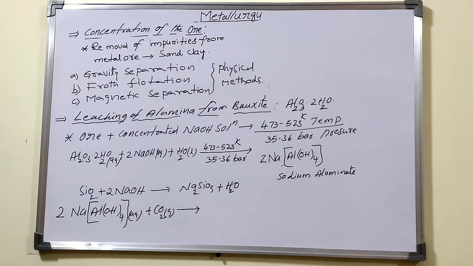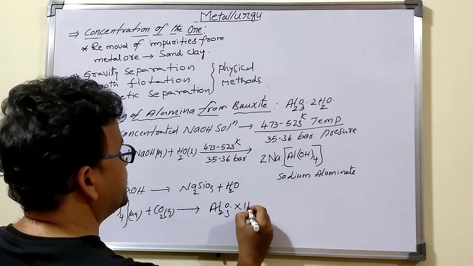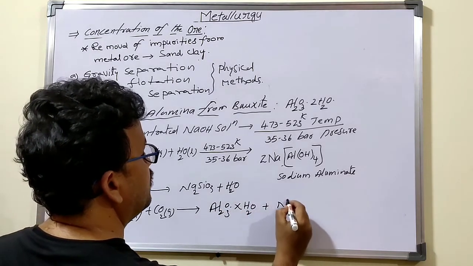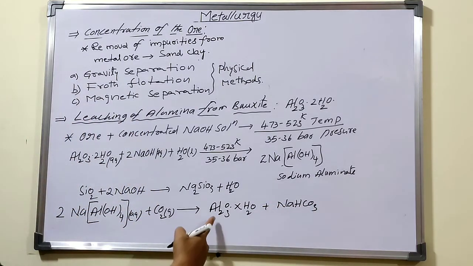we are getting hydrated aluminum oxide precipitate. So, hydrated aluminum oxide precipitate is going to be formed. This is the hydrated aluminum oxide precipitate that is going to be formed here.